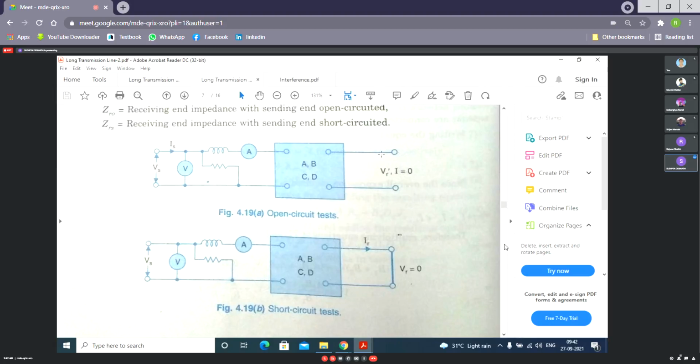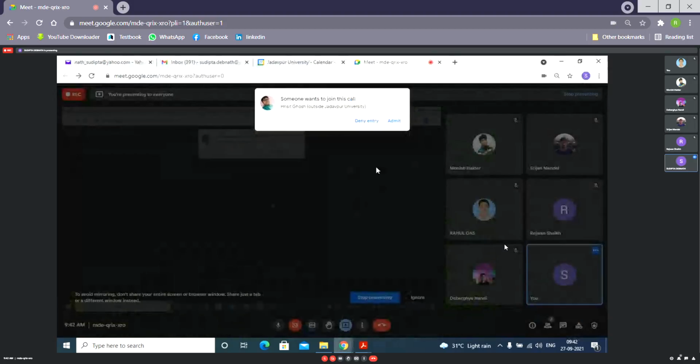So first, what we do? We connect all this equipment on this side and give the supply to this end.